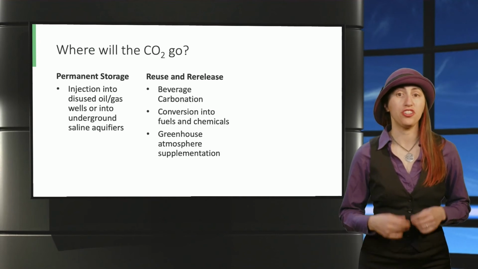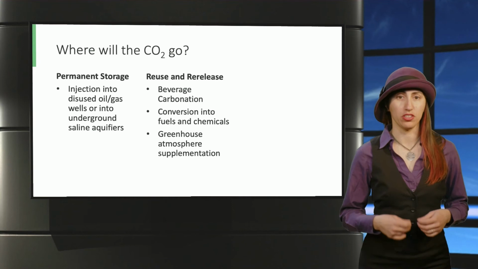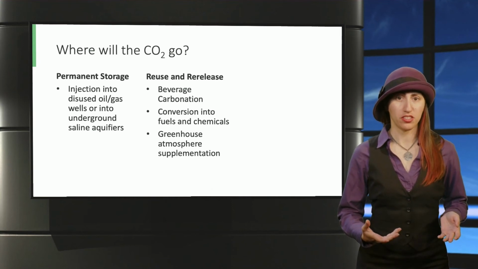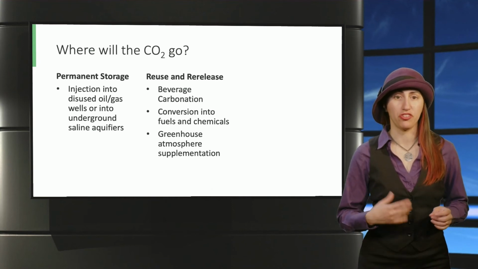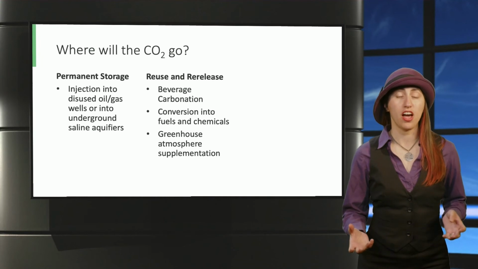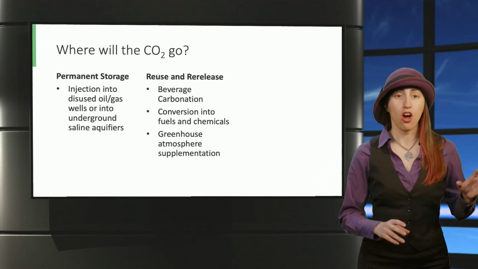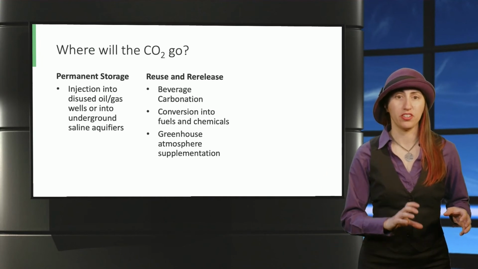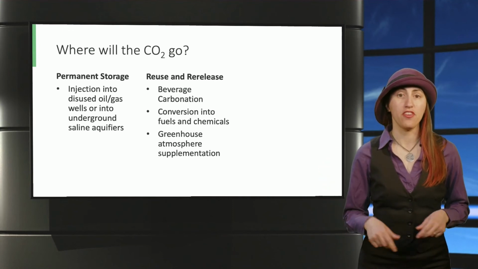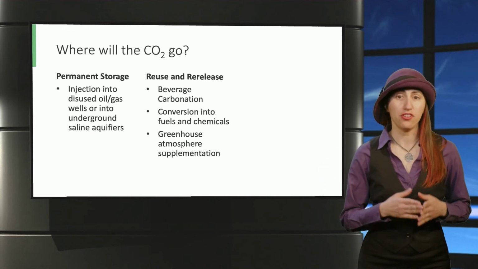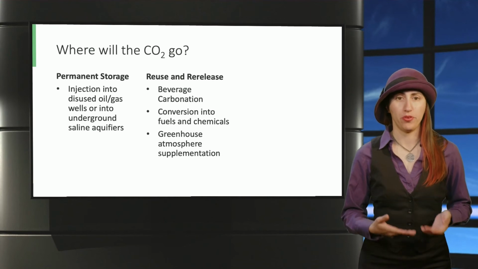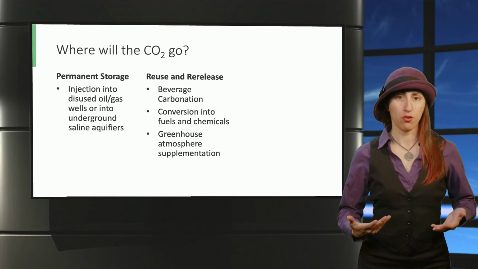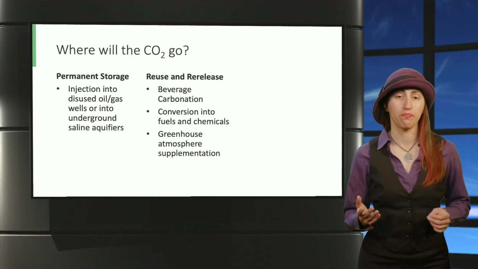This is called CCU, carbon capture and utilization. For some processes, such as beverage carbonation or greenhouse agriculture, the carbon dioxide is used directly. The carbon dioxide can also be converted into carbon monoxide via electrolysis, which is energy intensive but allows the carbon dioxide to then be used as an input to create other chemicals.